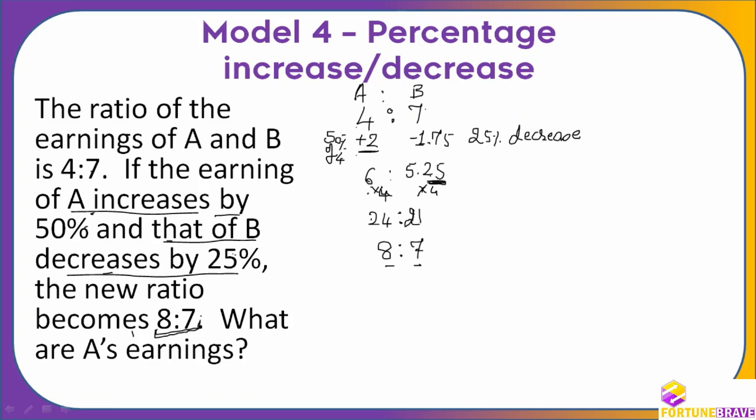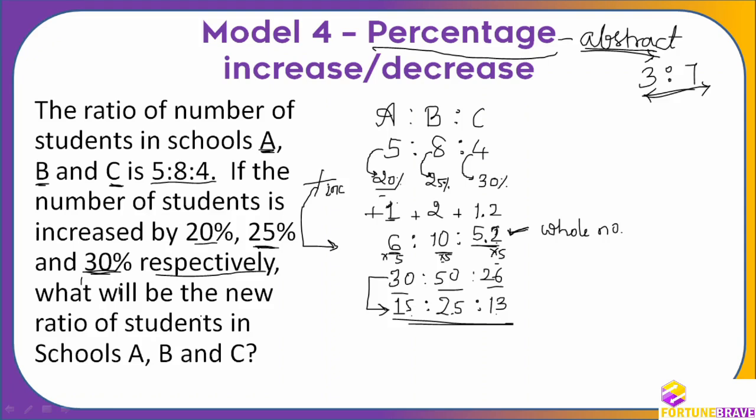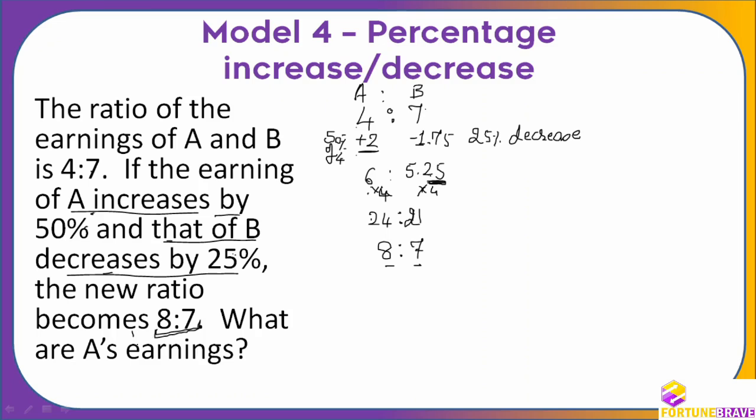Now try to understand. If you go to the previous question, there was an increase in the number of students and they had asked the ratio, because ratio is an abstract value, percentage is an abstract value. I can find out the ratio, I can find out even the percentage. But in this question, they have asked the actual earnings. To get an actual earning, I need at least one actual value.